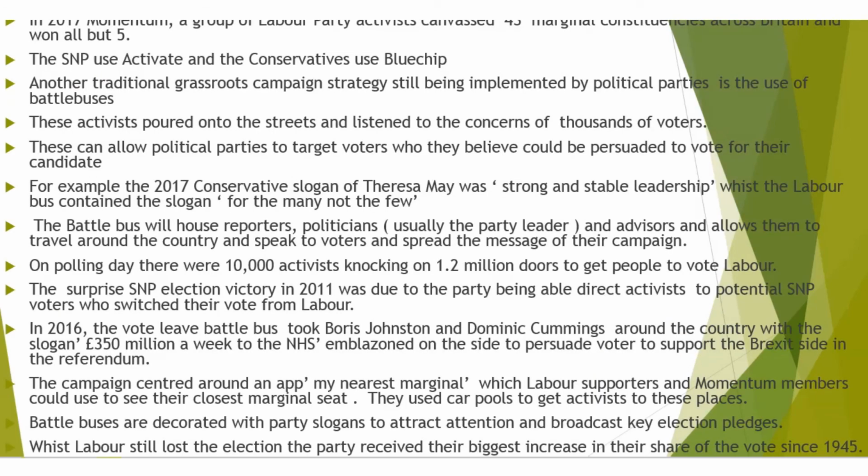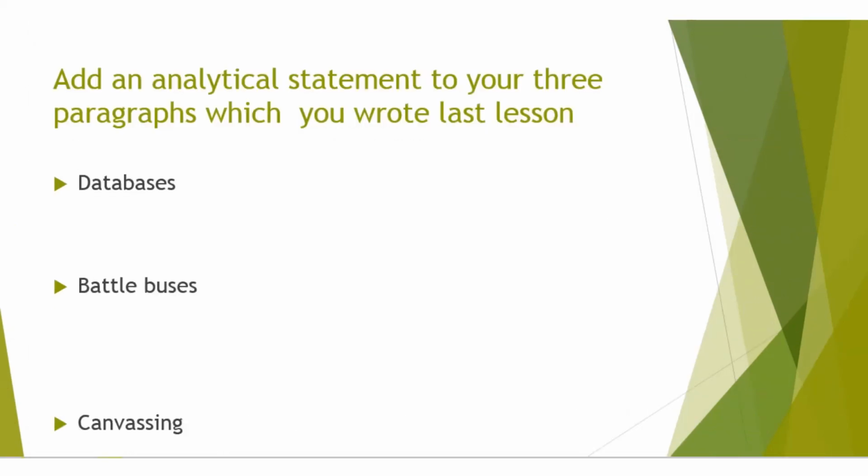Now this was a task from last lesson. You were given all of these jumbled up statements here about grassroots campaigns, and you had to make them into point, explain, example. And your 3 paragraphs that you wrote were one on databases, one was on battle buses, and one was on canvassing. So you're expected now to make an analytical statement on each of these 3 methods of campaigning.